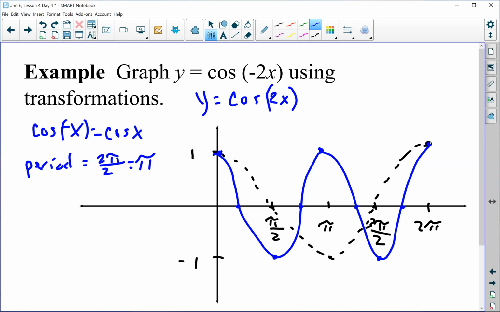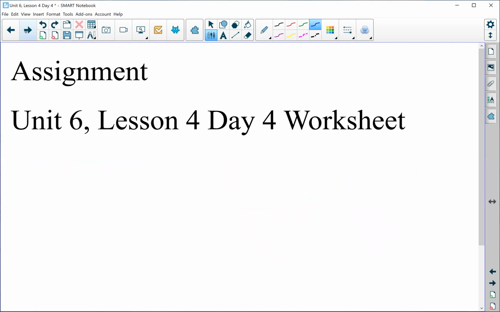There's your instruction. Your homework is the day 4 worksheet, which will be handed out to you.